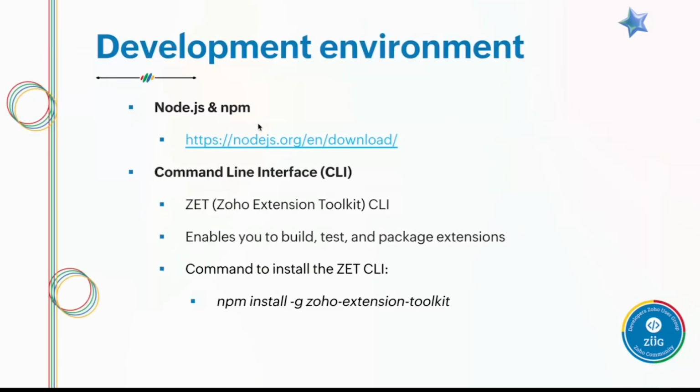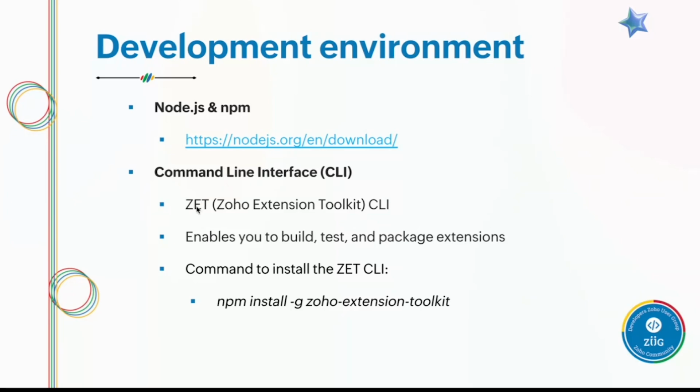So when it comes to the development environment, we first need to install Node.js and npm, which we call Node Package Manager. So once we install Node.js and npm, we then need to install ZCLI, which is a command line interface from Zoho to build widgets.